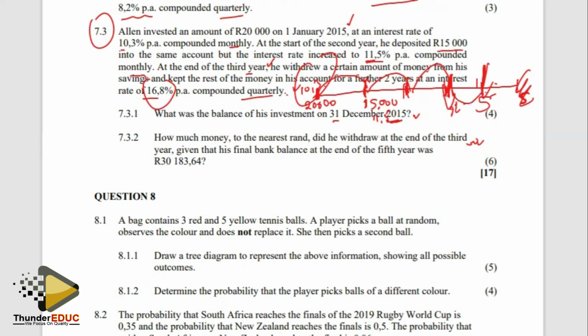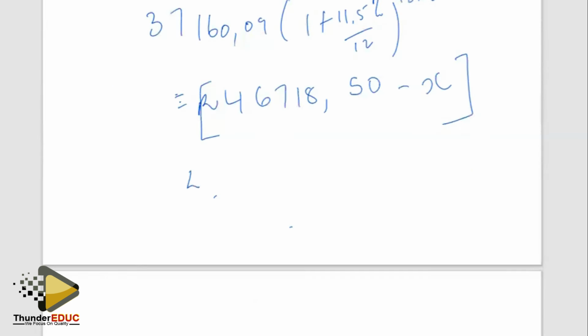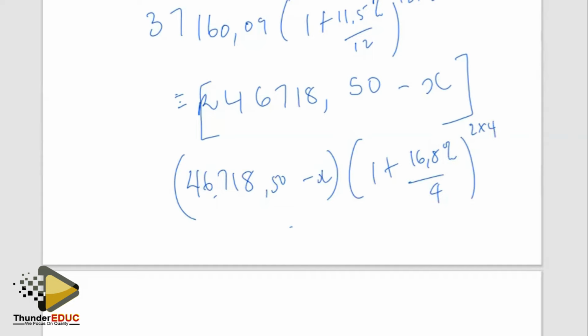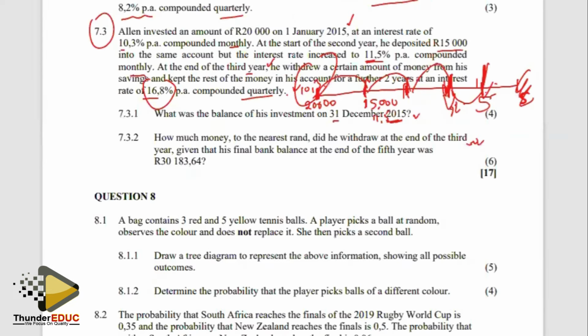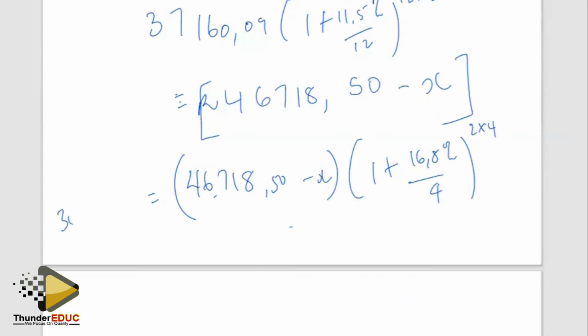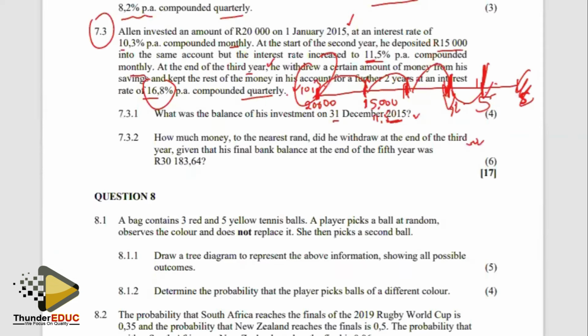Okay, the end of the 3rd year, then we have the end of the 4th year and the end of the 5th year, which is also going to be 2 years. So which means it's going to be 46,718.50 minus X, into 1 plus 16.8% compounded quarterly, to the exponent of 2 times 4. All right, so this must give us an answer of 63,183.64.